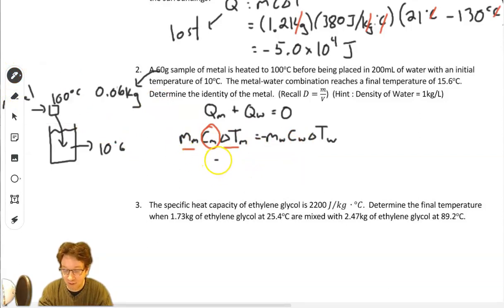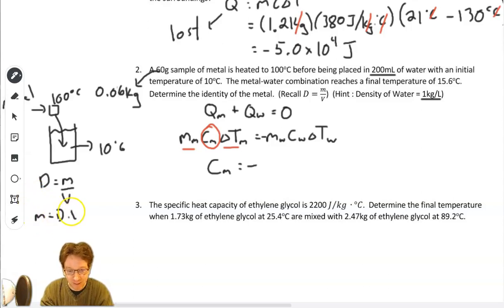So let's do that. So C for the metal is going to be minus the mass of water. Oh, it doesn't tell us the mass of water. It tells us the volume of water. So you're going to have to remember grade 9 science, where density equals mass over volume. Now they tell us volume, and we know the density of water is 1 kilogram per liter. It's a really easy density to remember. Right, so rearranging, mass equals density times volume.